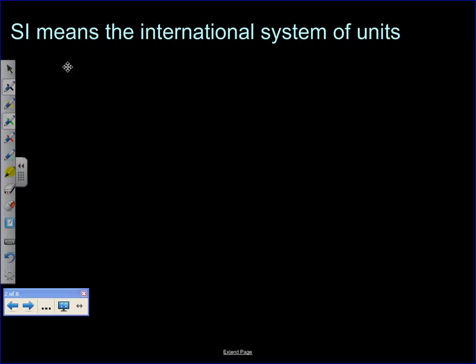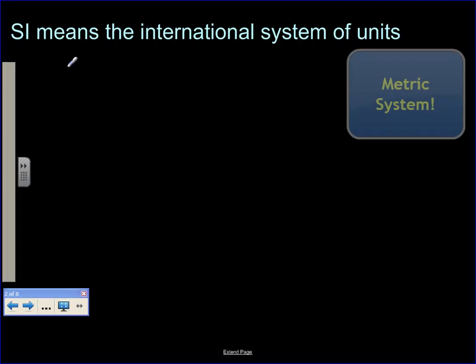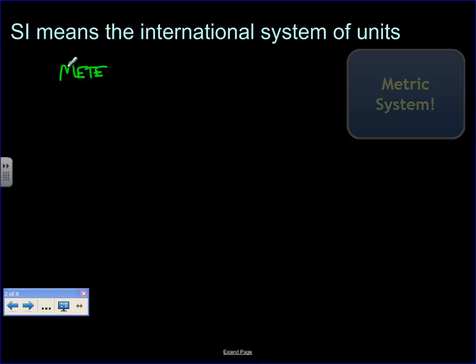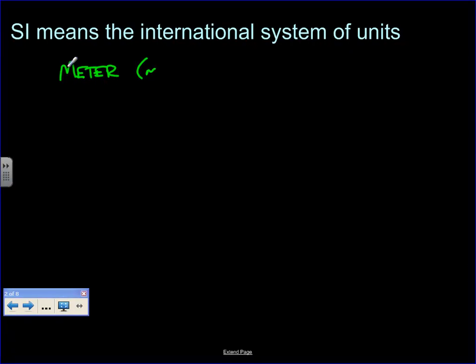We're going to start talking about the SI system of units. These are the units that we use in science. You've probably heard of this before, called the metric system. That's usually what it's called in elementary and middle school. It's technically the SI system. There's a little bit of difference, but same thing for us mostly.